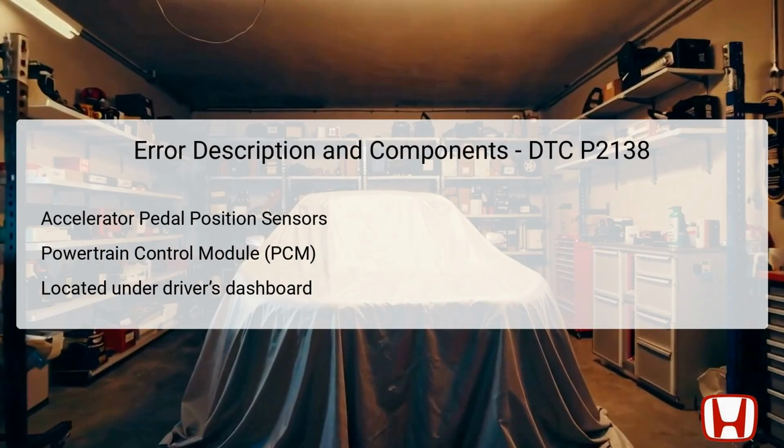The PCM is responsible for monitoring and controlling various functions of the engine and transmission. The APP sensors are essential as they help determine the opening of the throttle based on driver input. If the readings from these sensors deviate significantly, it can affect performance and cause the PCM to store this DTC as a warning signal. The APP sensor is integrated into the accelerator pedal module, typically found beneath the driver's side dashboard, making accessibility essential for diagnostics.